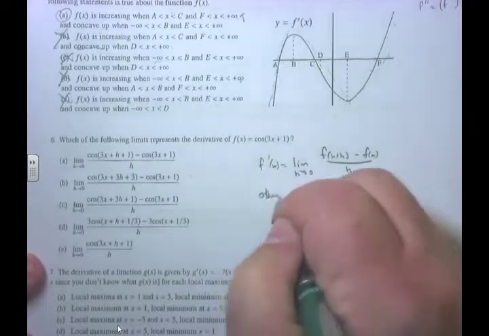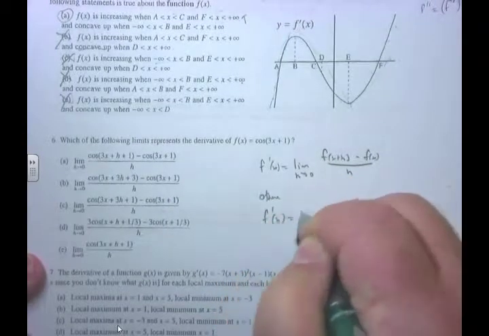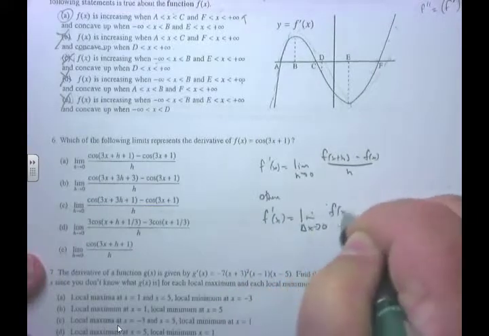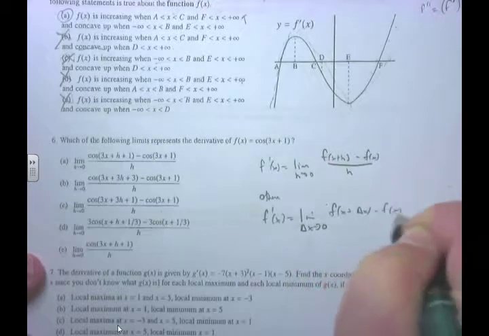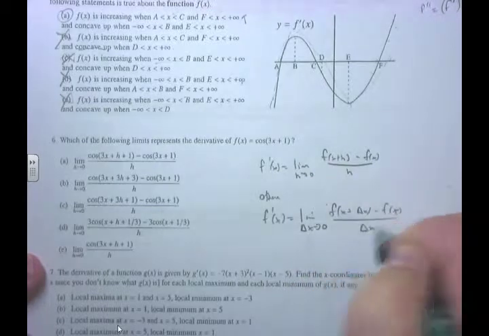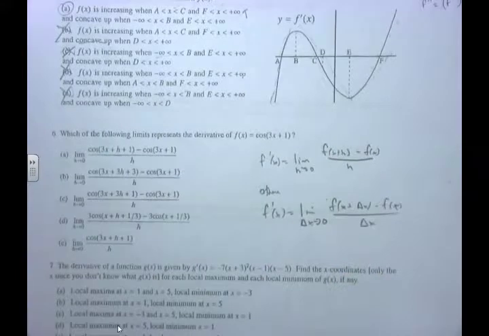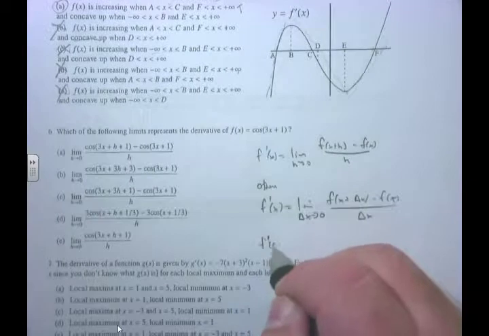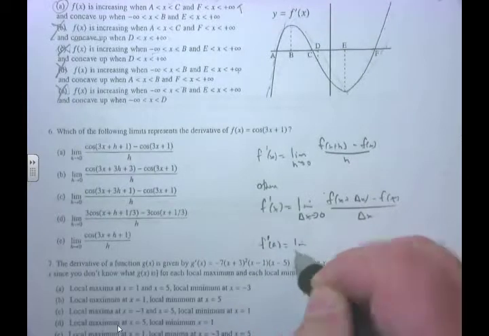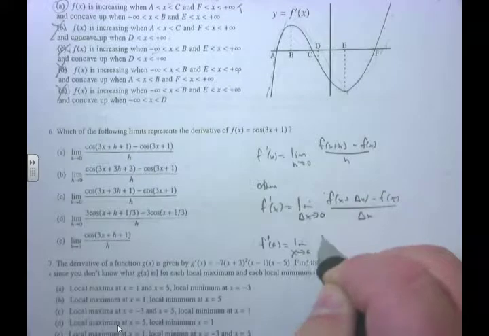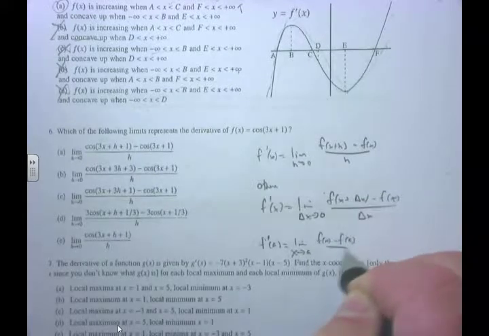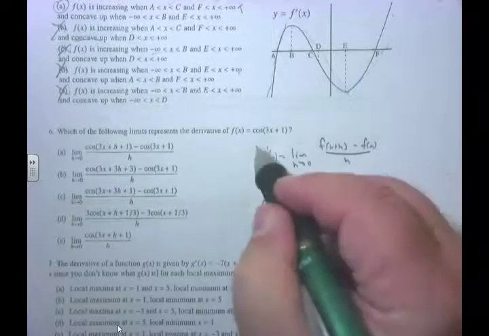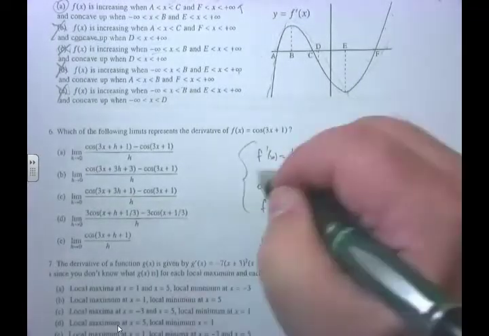There are other definitions that you need to know. F prime of x is also equal to the limit as delta x approaches 0 of f of x plus delta x minus f of x all over delta x. It's the same thing. I replace h with delta x. But there was this other one, the derivative at a point. At a is the limit as x approaches a of f of x minus f of a over x minus a. That is the definition of the derivative at a point.